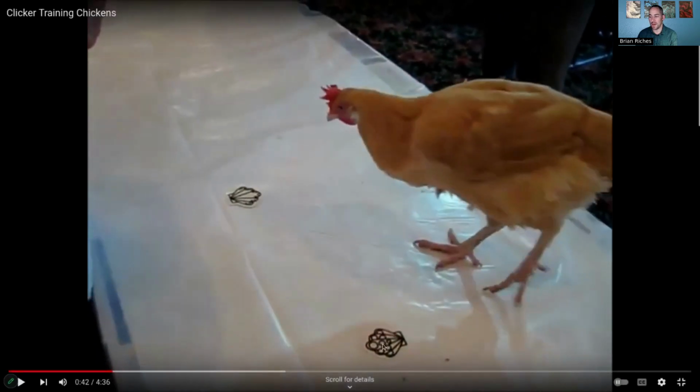So this is not the one the chicken is supposed to peck. It is supposed to be pecking this sticker. And essentially, every time it pecks that sticker, it immediately gets its food, and you can hear the click. Clicker training is essentially associating the food with the clicker.